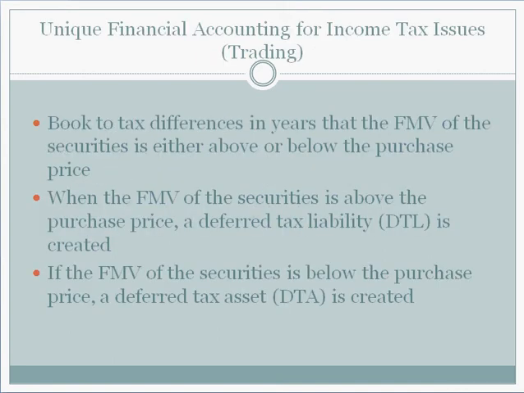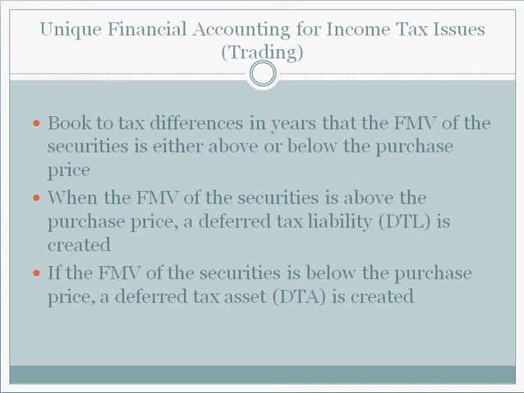Some of the trickier parts of accounting for investments in marketable securities result from the differences between the book and tax treatment. The differences between book and tax when accounting for unrealized gains and losses on trading securities create book to tax differences in years that the fair market value of the securities is either above or below the value at which the securities were purchased, plus any associated commissions.